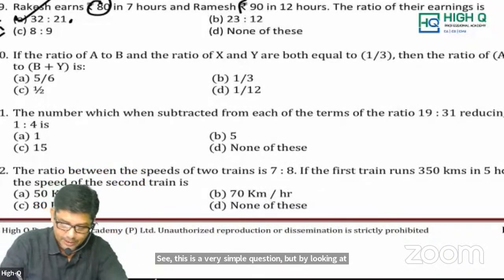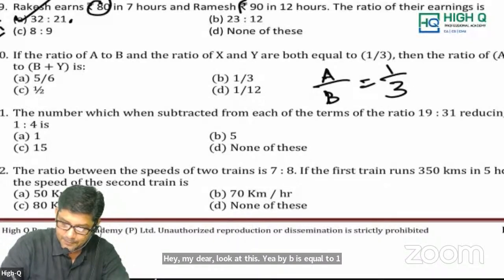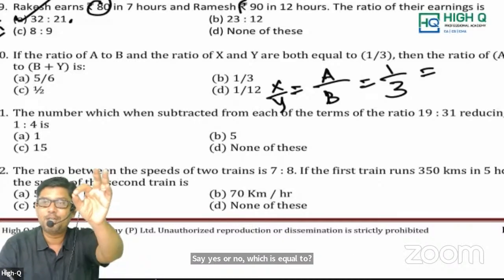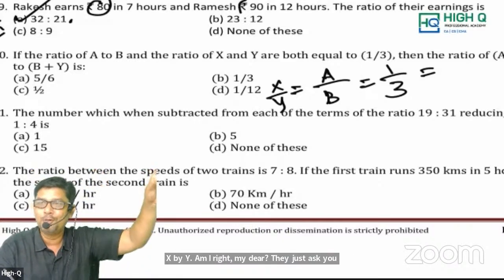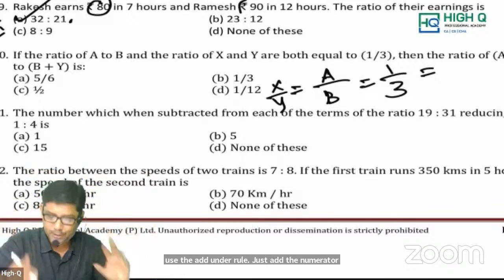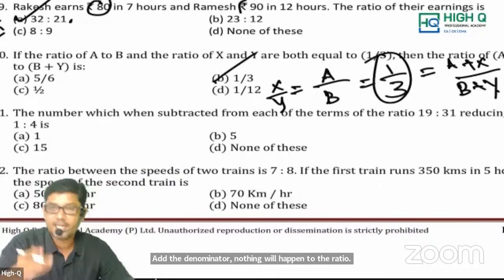Hey, my dear, look at this. A by B is equal to 1/3. Am I right, my dear? Say yes or no. Which is equal to X by Y. Am I right, my dear? They just ask you to use the add and do rule. Just add the numerator, add the denominator, nothing will happen to the ratio. So even A plus X by B plus Y also is 1/3, direct answer, my dear.